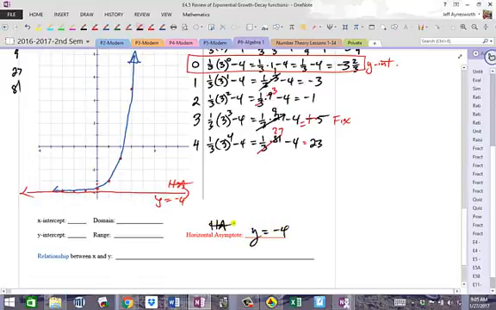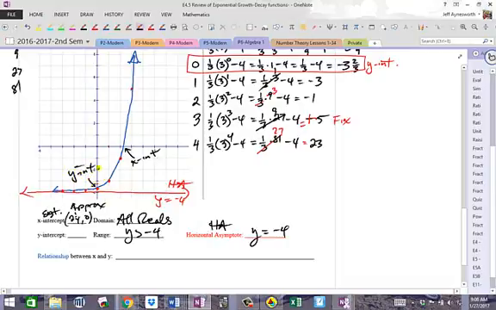Domain, all reals. Range, all these y values are greater than -4. Let me see, we have an x-intercept right here that we can estimate. Here's our x-intercept. It's like 2 1/4 maybe, so estimate. So 2 and maybe 1/4, 0. This is approximate. Okay, we have a y-intercept right here. That's pretty obvious. We just talked about that. That's 0, -3 2/3.